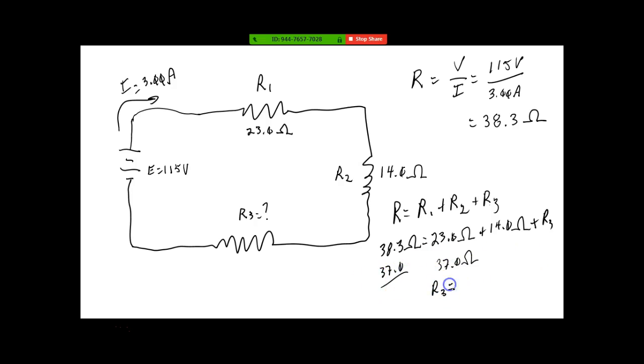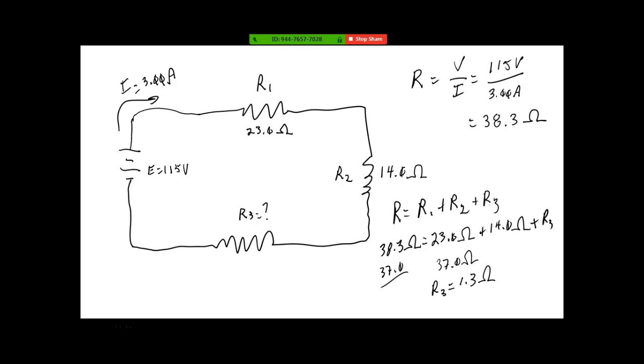R3 is equal to a paltry little, how much? 1.3 ohms. Really small resistor in order to get that amount of current. Because those were two big resistors there. You didn't need much more resistance to make that happen. And that's exactly what they did. They got a 1.3 ohm resistor. Does that make sense?